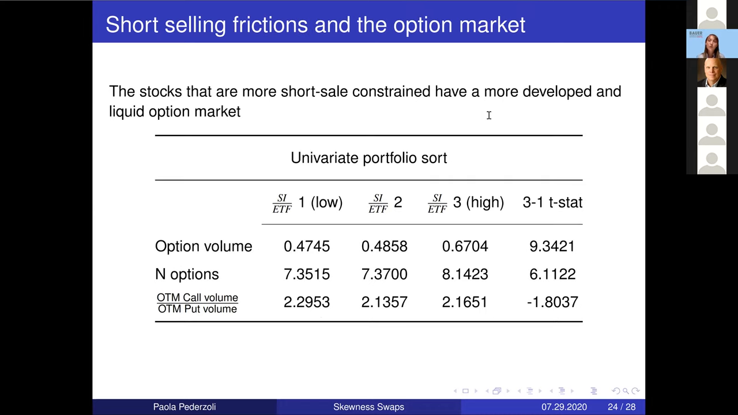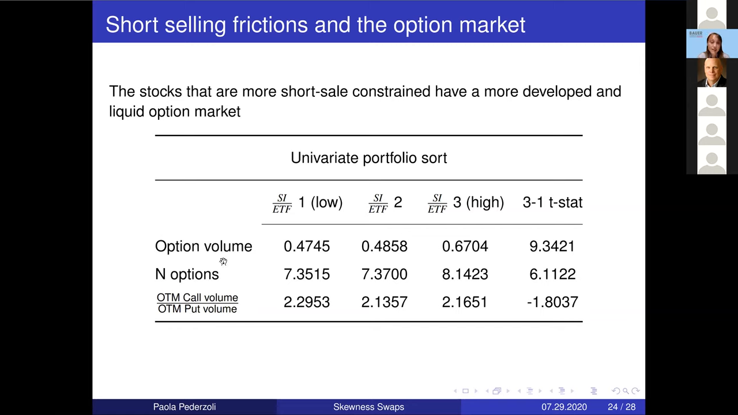So first, I'm going to analyze the relation between short selling friction and the option market. What has been already done in the literature is that we know that there is a connection between the put option volumes and short selling friction, in particular during the financial crisis. So here I find back the result. By computing a univariate portfolio sort, I sort my stocks according to my proxy for short selling friction. And what I find is that for the stocks that are more short sale constrained, I have a higher volume in put options than call options.